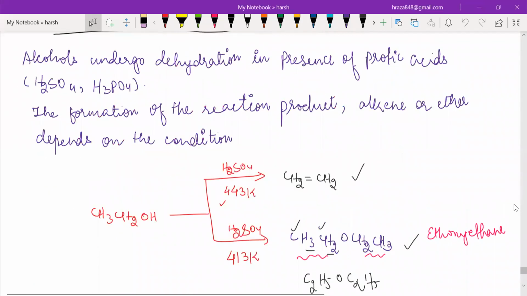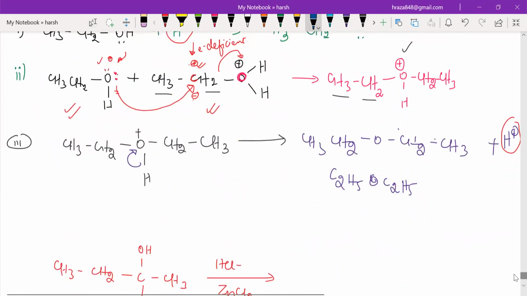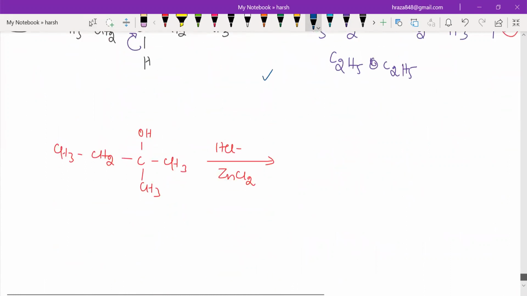Okay. So we did this preparation of ether from alcohol, and we also did the mechanism of this.